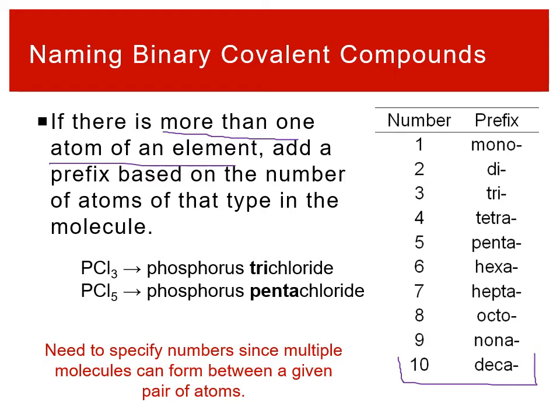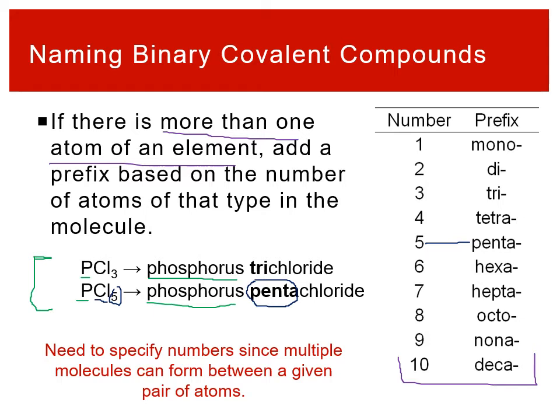The reason we need this is that between, say, phosphorus and chlorine, you can form two different compounds. P is phosphorus, and we can see again P is phosphorus. But then we have Cl5. That 5 becomes penta, and we just add it on in front of chloride. Penta always means 5.